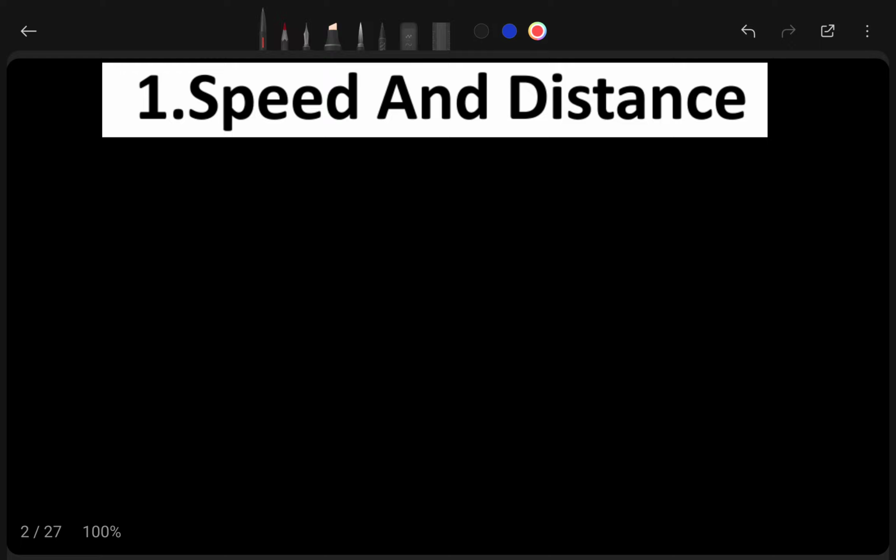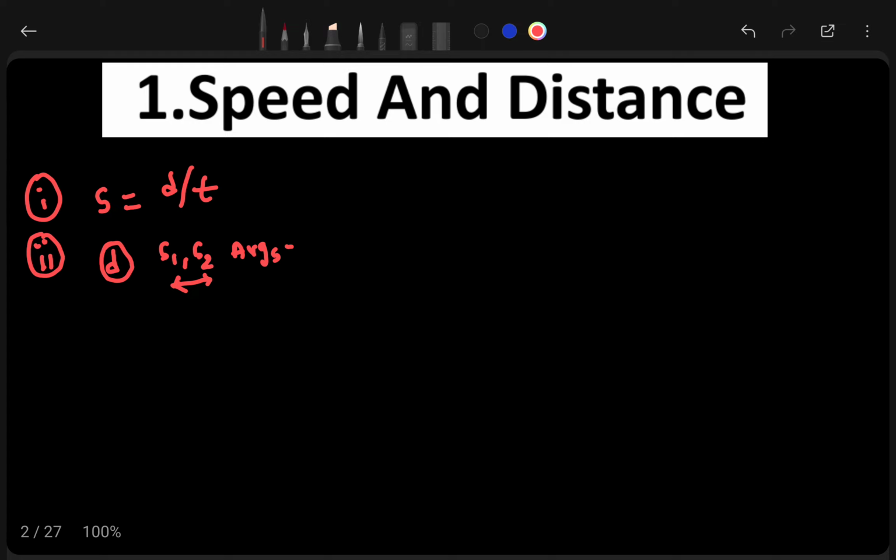See, I think most of you know this formula. In speed and time, there is one basic formula: speed is equal to distance by time. This is one of the most basic formulas here. The second formula used here is, for a constant distance, he will be giving two speeds, S1 and S2, and asking to calculate the average speed. So average speed is going to be 2 S1 S2 by S1 plus S2. Simple.